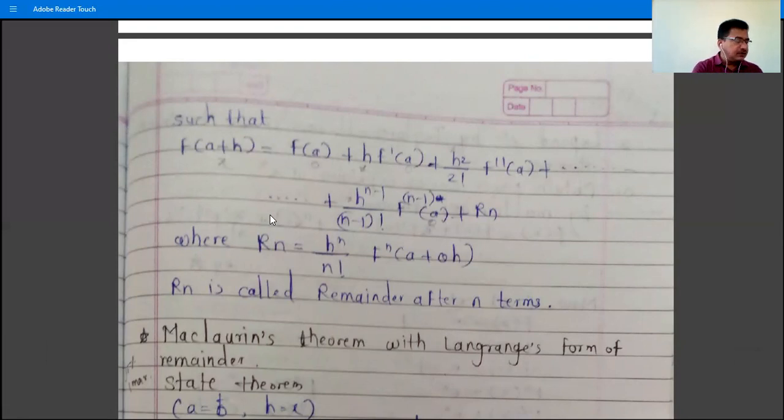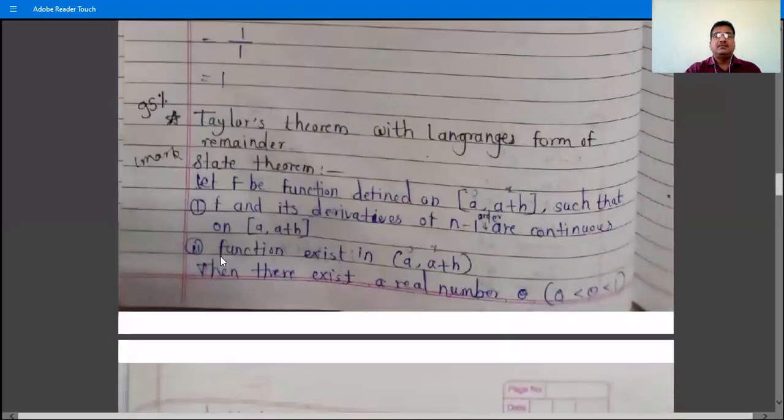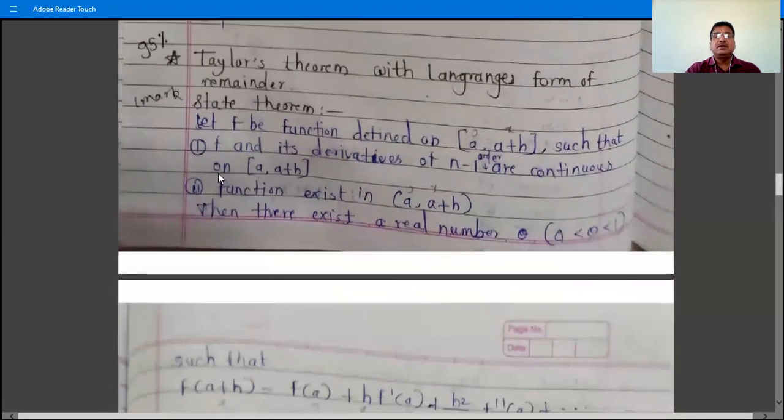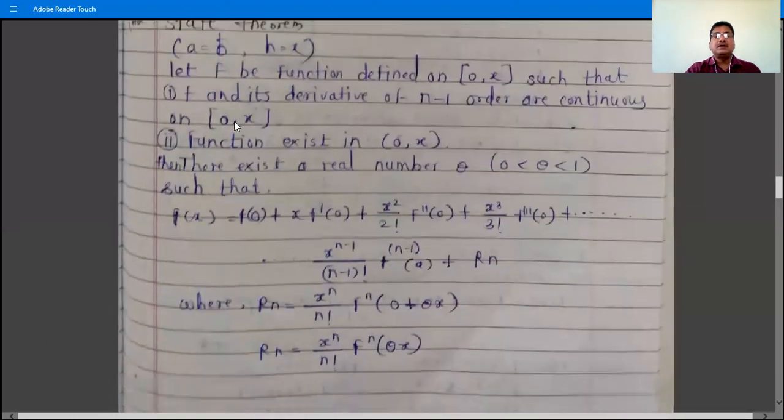The second condition is what? f raised to n exists here, right? The nth order derivative exists in the place of function, f raised to n means the nth order derivative. The nth order derivative exists in a plus h in Taylor's theorem. So here also, f raised to n, that is the nth order derivative, exists in the open interval 0 x.